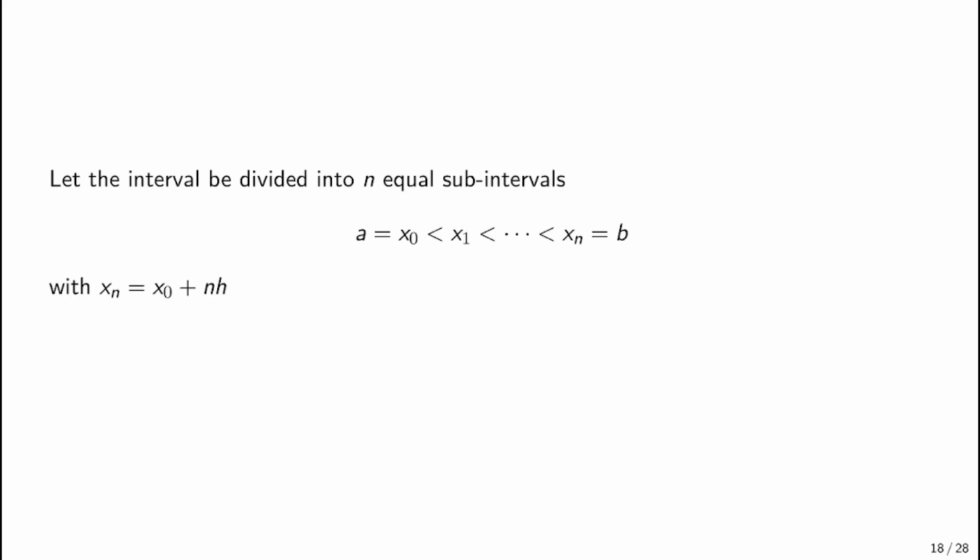In general, what we will do is we will divide the interval AB into n equal subintervals, as a is equal to x0, then x1 up to xn is equal to b, with xn equal to x0 plus nh. That means each of the intervals is of length h.